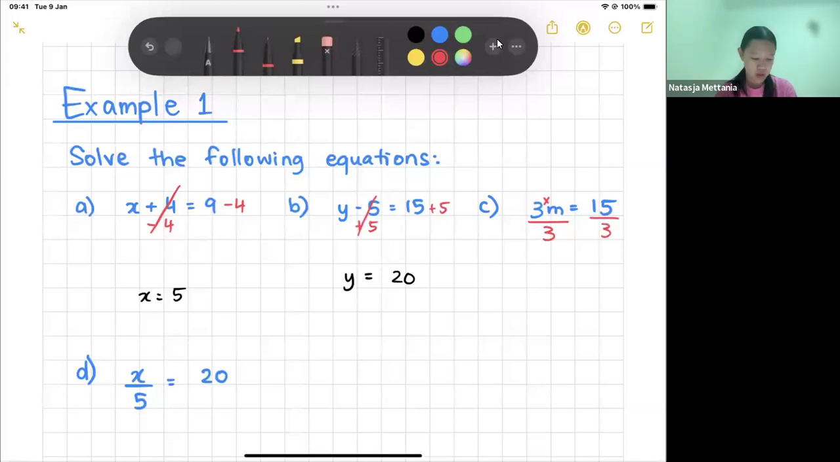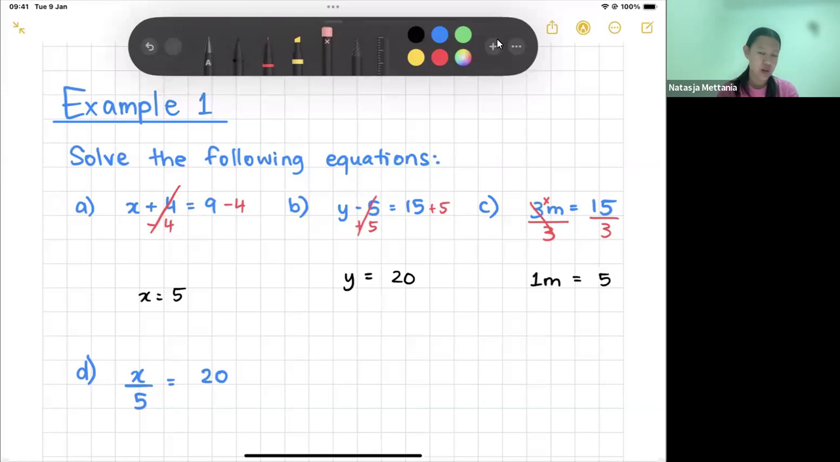What I do to one side, I must do to the other. 3 divided by 3 gives me 1. So what I'm going to write down on the left-hand side, if you would like, is 1m equal to 15 divided by 3, which is equal to 4.